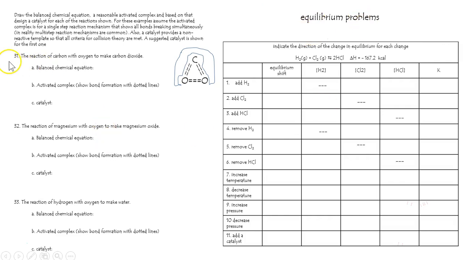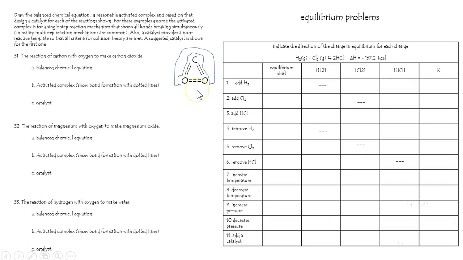Okay, looking at problem 31, it asks you, for a given chemical equation, to balance it, draw an activated complex, and suggest a design of a catalyst. Now, this is not a typical problem you might see in a textbook, but I think it's a useful exercise. Balanced chemical equation's easy enough.